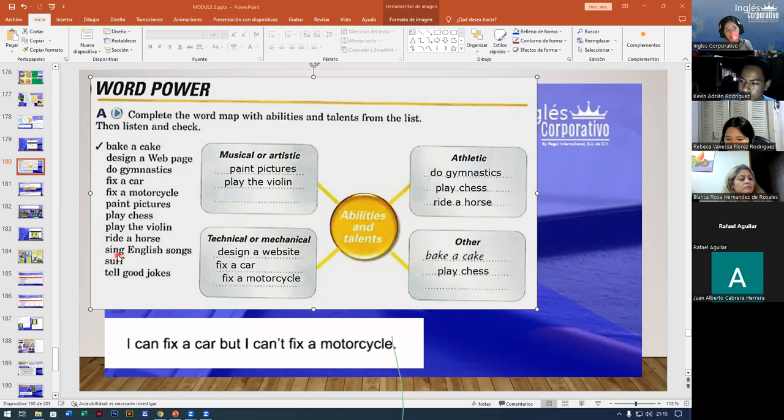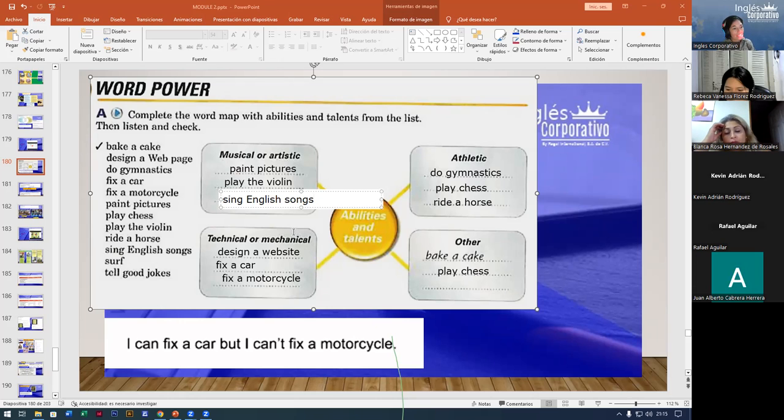Remember, sing means cantar. So that is one of the talents or the abilities. What is the category? La categoría número uno, the first, musical. One, right? Musical. That's correct. So that is musical or artistic. Sing English songs, because that is the talent.